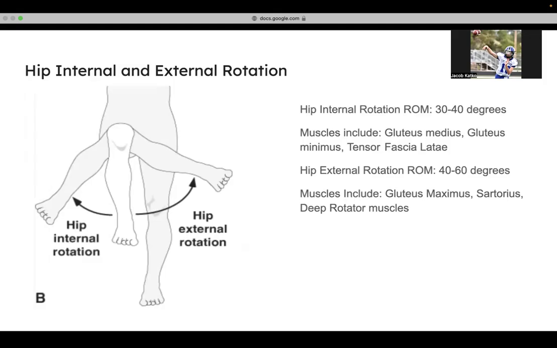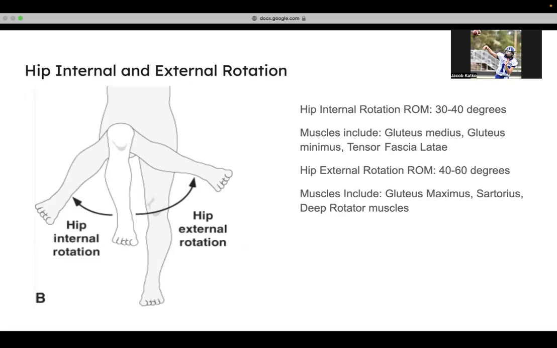Now looking at hip internal and external rotation. Similar to abduction and adduction, in hip internal rotation the hip moves inward, forcing the knee to essentially move inward, or cave in, with your foot going outward, and then hip external rotation would be the opposite.